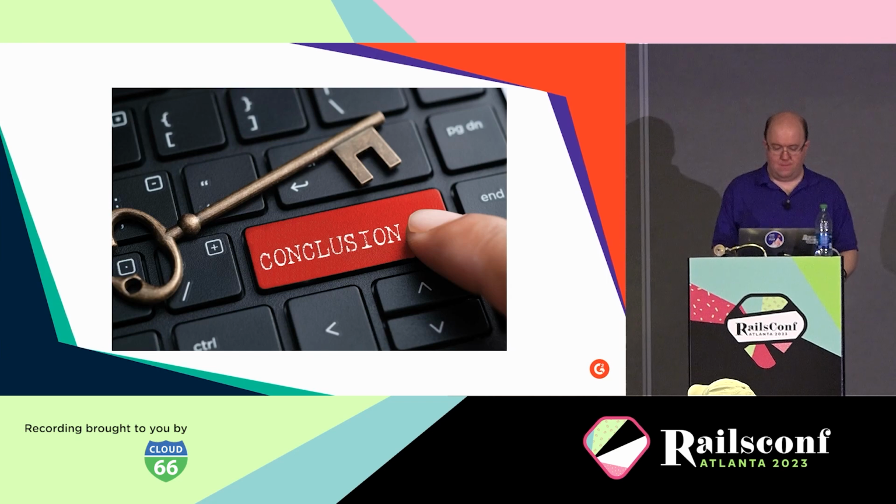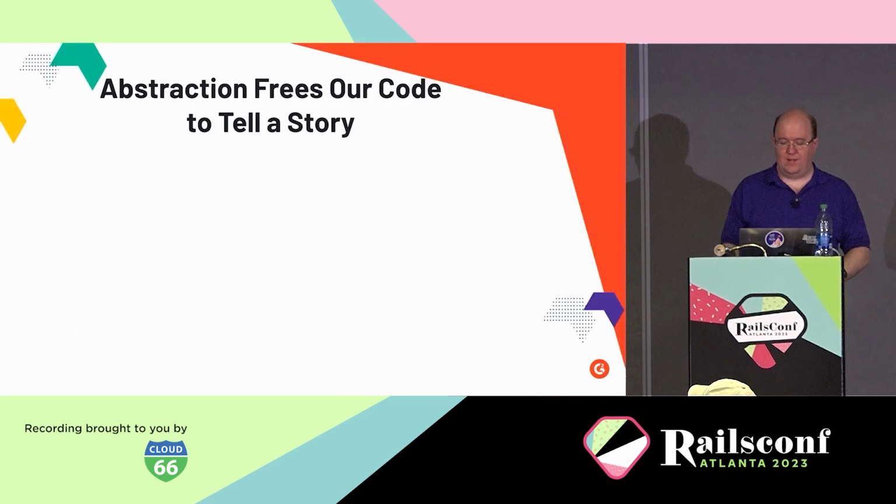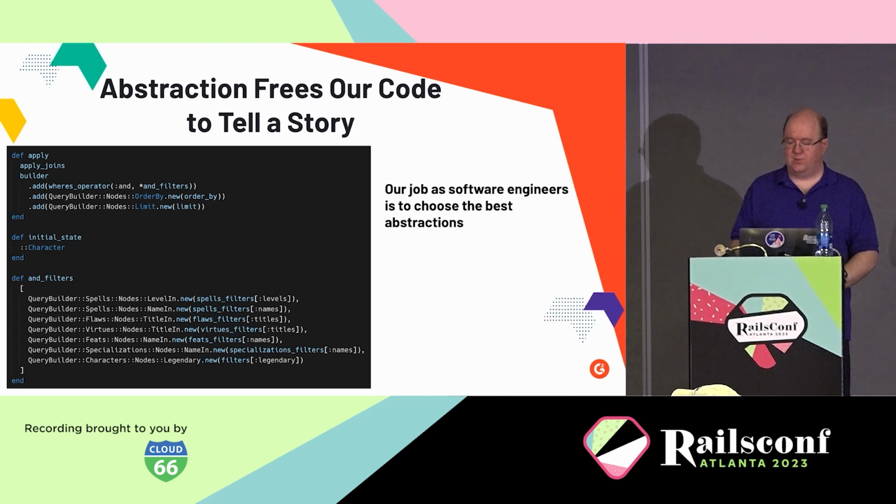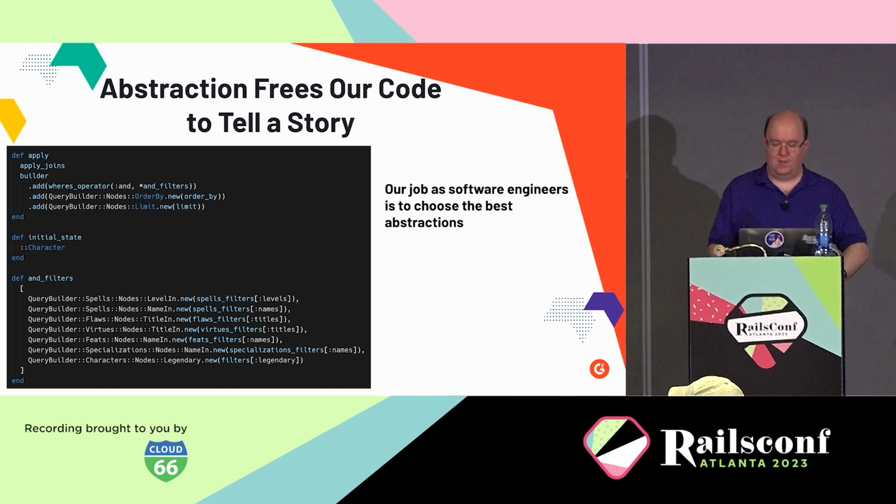All right, wrapping up. Abstraction frees our code to tell a story, and I hope this has come through in my presentation. We started with, in our legacy file, SQL concatenation, and we finally have hit upon a pattern where we can go back to using named classes and tell a story with the right abstraction. Our job as software engineers, after all, is to choose the best abstraction to use to make beautiful, maintainable code.